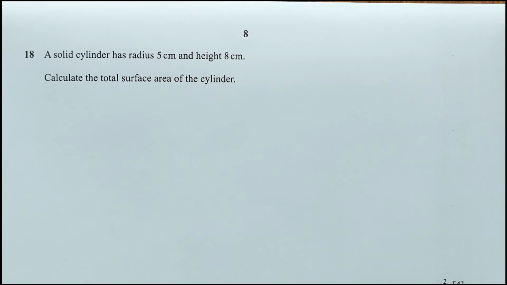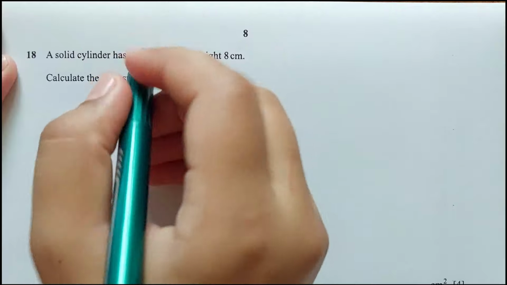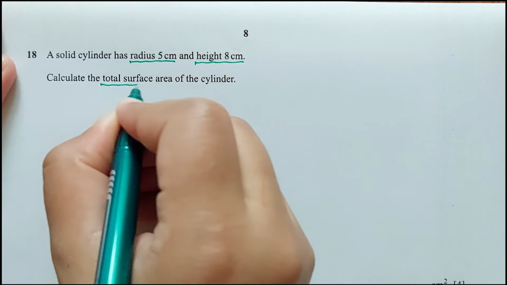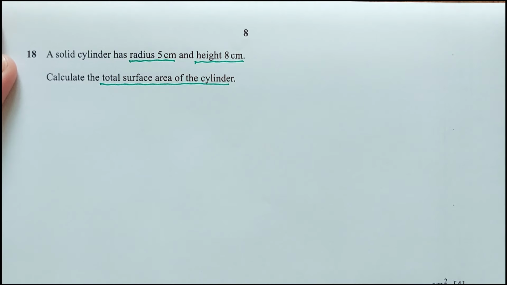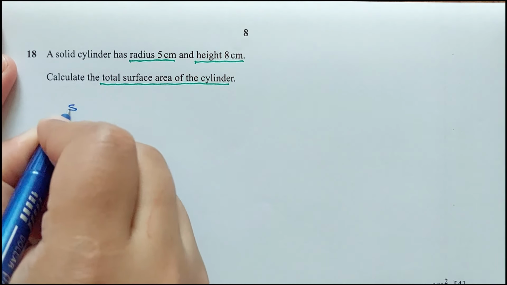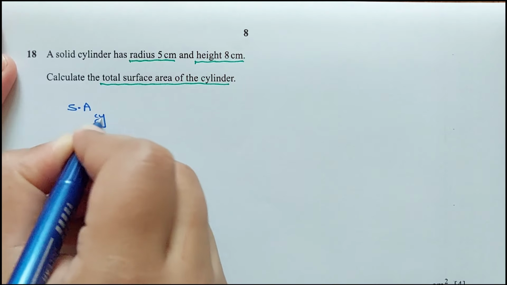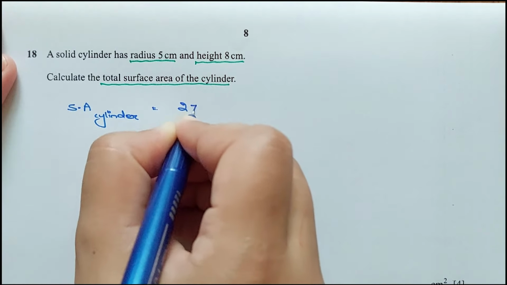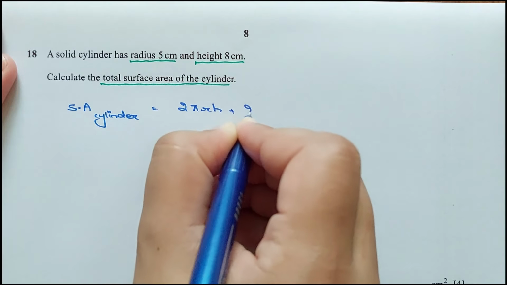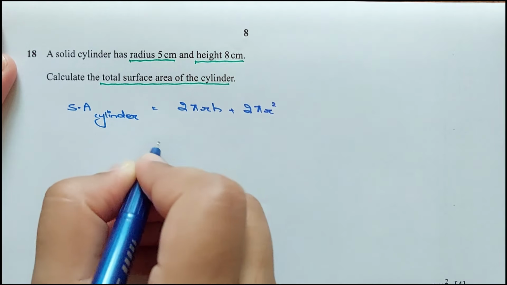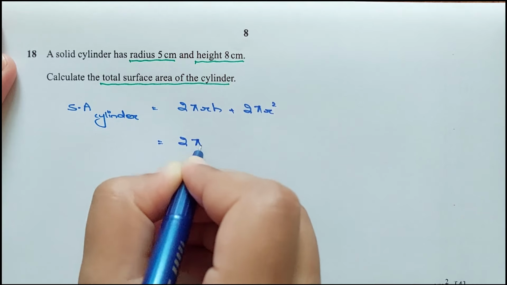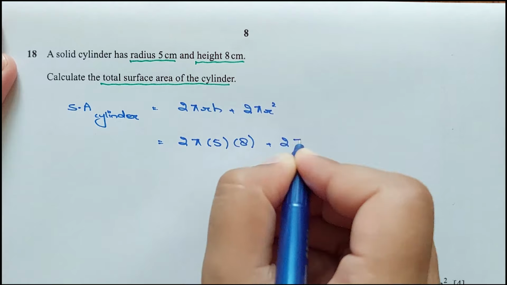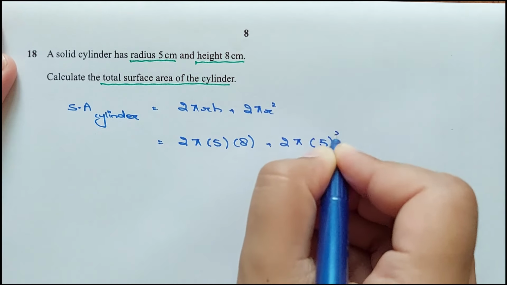Question number 18. A solid cylinder has a radius of 5 centimeters and a height of 8 centimeters. Calculate the total surface area of the cylinder. So the formula for the surface area of a cylinder is 2 pi r h plus 2 pi r squared, right? So 2 pi, the radius is 5 and the height is 8, plus 2 pi, the radius is 5 squared.